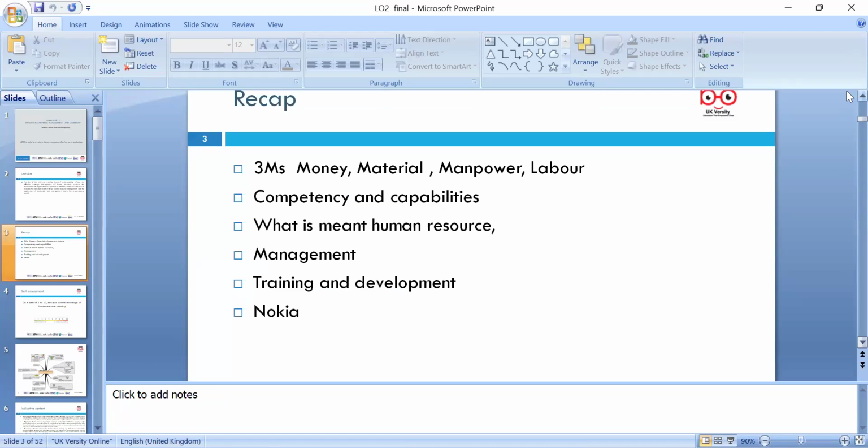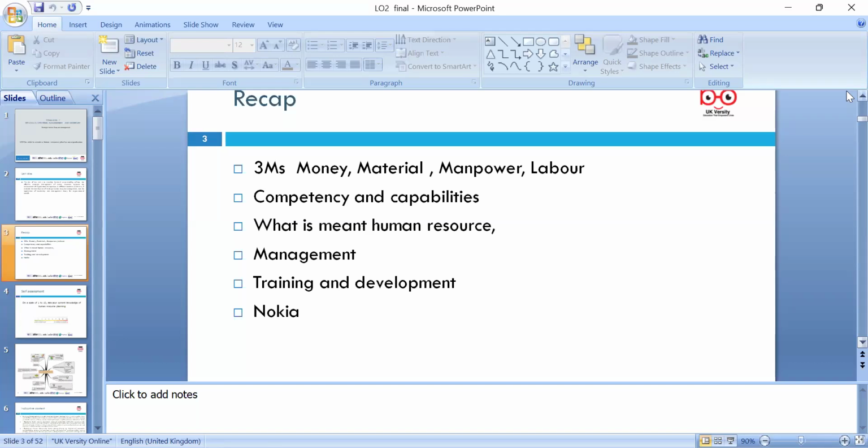Competencies and capabilities: we discussed the difference. Capabilities mean the ability to do something, and competencies mean you can perform the task with less time, less cost, and high quality. So human resource management is the process of recruiting, selection, performance, and human capital development. That all comes under human resource management.